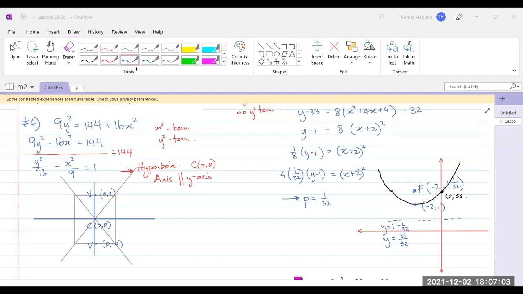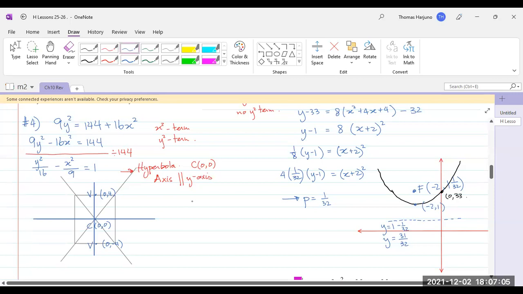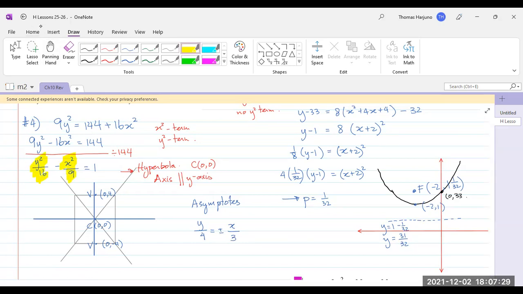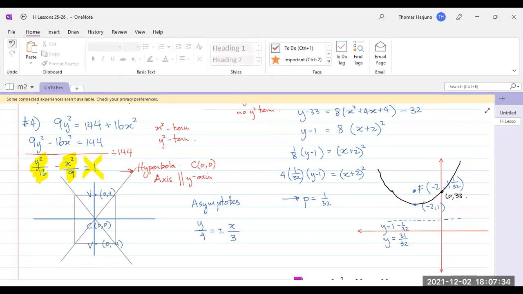Oh, what is the equation of those asymptotes? The asymptotes have the equation y over 4 equals plus minus x over 3. You see, you can think of it this way. You take the square root here equal to the square root of this. Of course, you square root both sides. Don't use this one here. And then you set them equal to each other. Don't forget the plus minus.